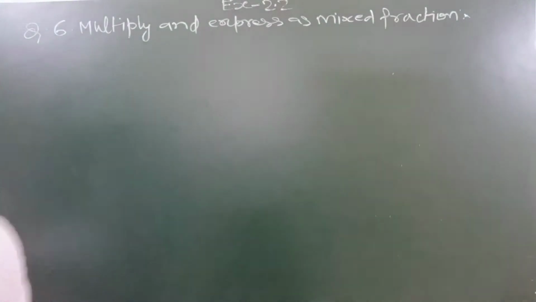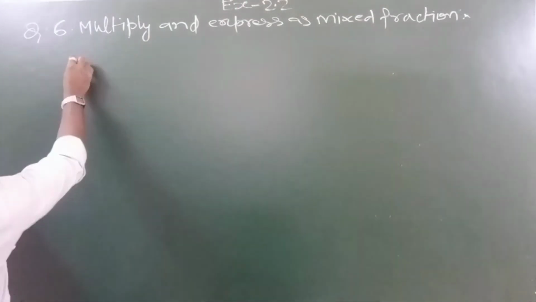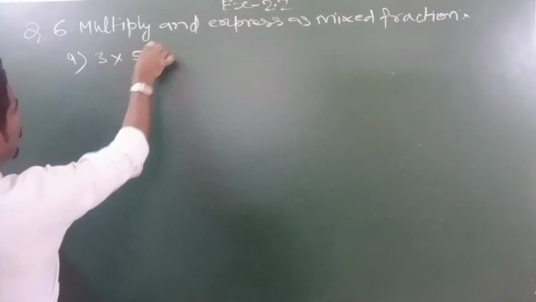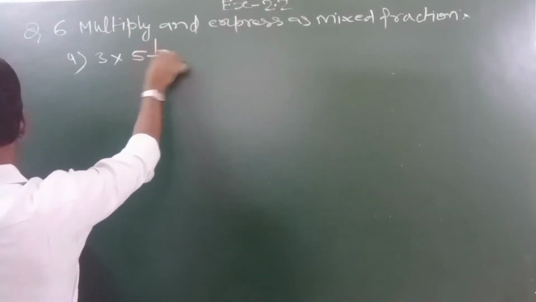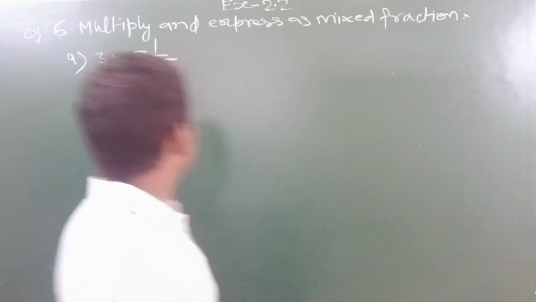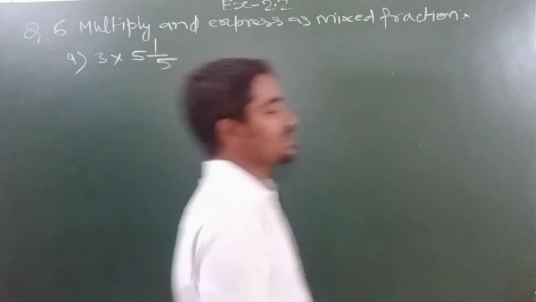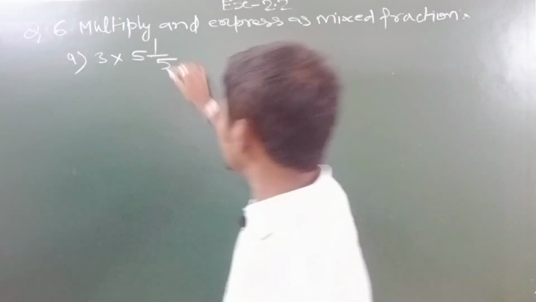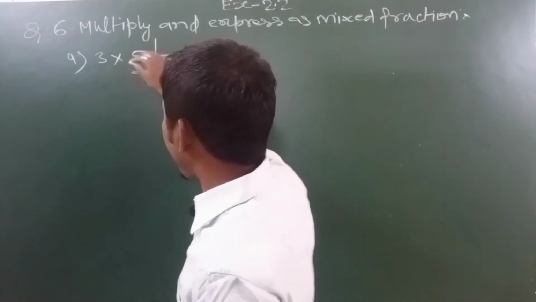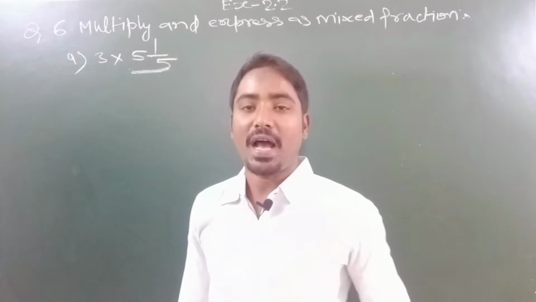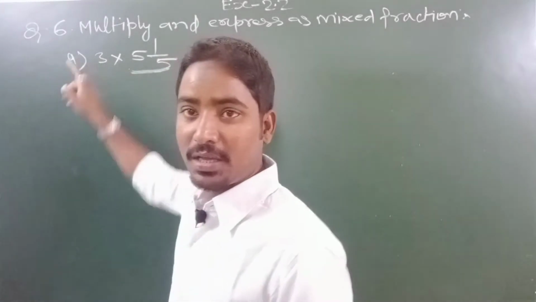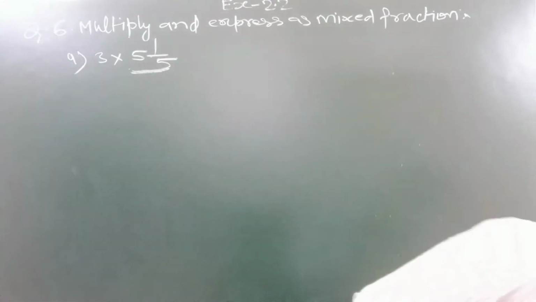Now the very first part given, students, is (a) 3 into 5 whole 1 upon 5. So you have to multiply these and then express the answer as a mixed fraction. But if you see, students, this is already given in mixed fraction. So how to multiply? Here students commit a mistake by multiplying these two. So one thing I would like to explain to you, students.